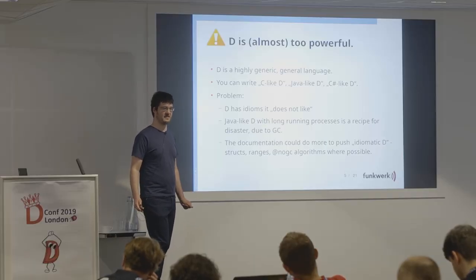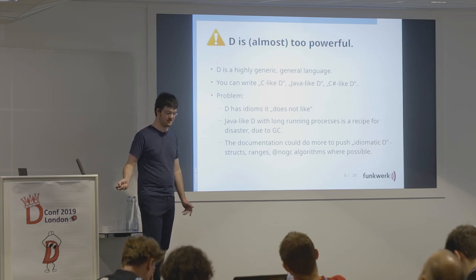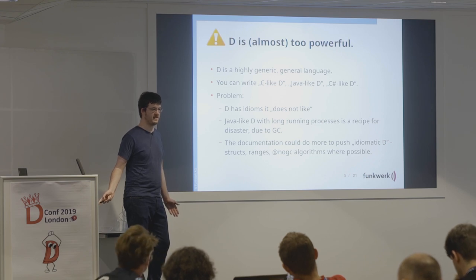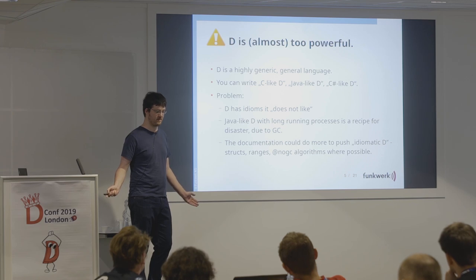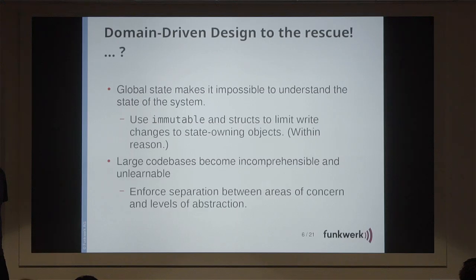I think specifically the documentation could say, this is a weak area. If you want to be safe, if you want to write a long-running process, you could avoid this. You should write it in this or that way instead. Like push structs, push ranges, push Node.js. Especially if you're having developers coming from Java, this is not obvious. This is very much not obvious, and I think it could stand to be documented a lot better than it is. Coming back to our problem.